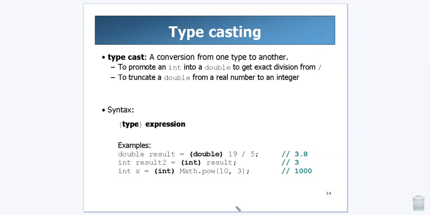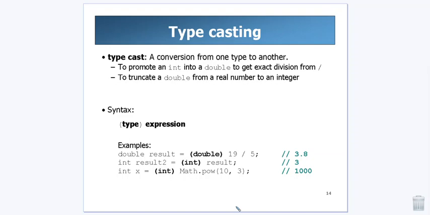So that's a ton of stuff going on. My point in saying all that is, what if I need something to act like an integer, something to act like a double? How can I accomplish that? And that is through typecasting. It's when we convert from one type to another. So you can promote an int to a double to get the exact division, or you can truncate. Remember, that just means drop off the decimal.